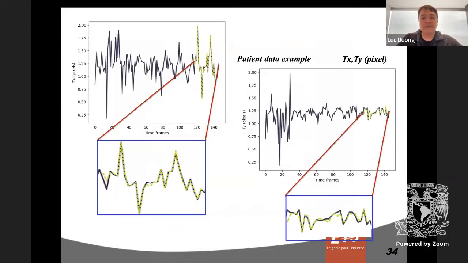And you can see here the evaluation we did. What you see here is the translation in X and the translation in Y. What you see in dark blue is the real motion, the real translation, and what you see in green is what is predicted by our algorithm, in both translation in X and Y.